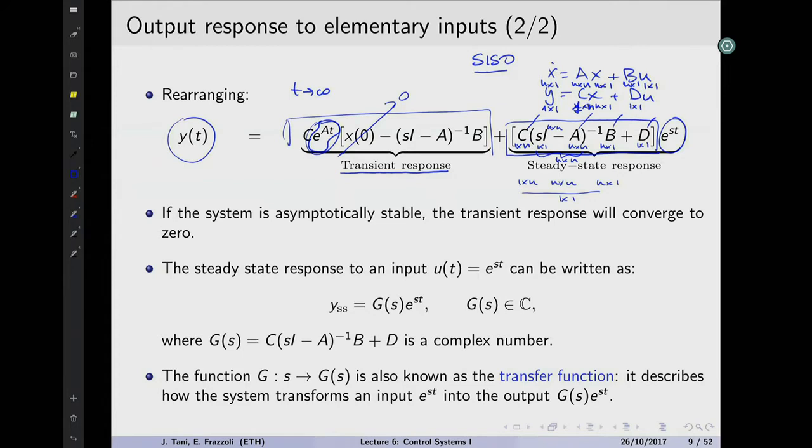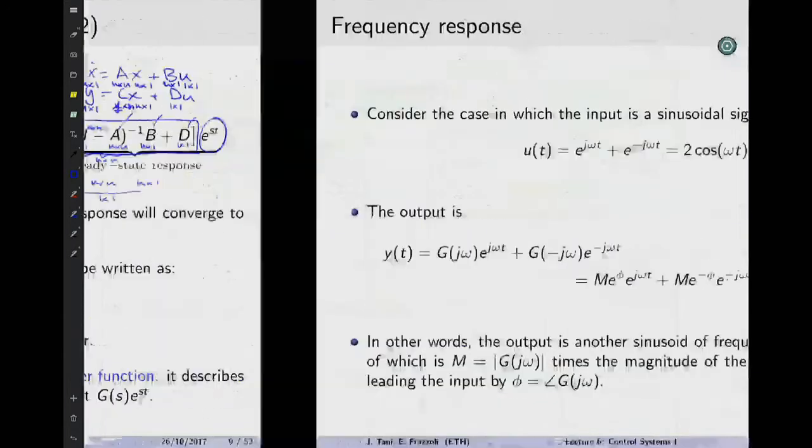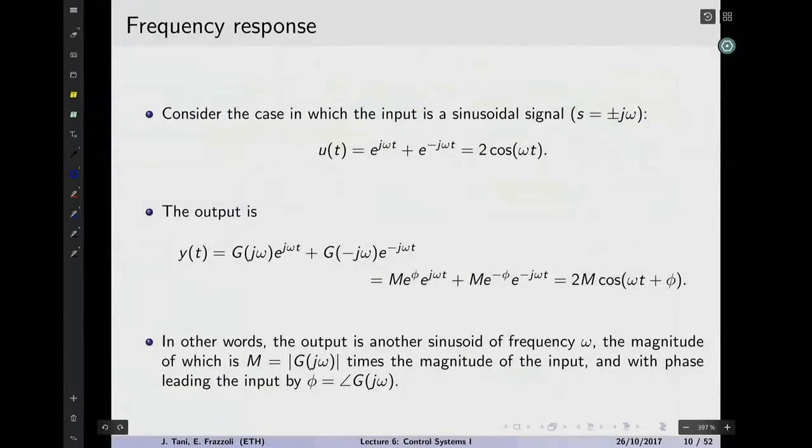And so if we just look at the steady state part here, we can say, look, the relationship between the input and the output at steady state is given by this function, which we call the transfer function. And note how this transfer function is evaluated at what point? At the point given by the exponent of this magic input that we chose. Okay, that's interesting.